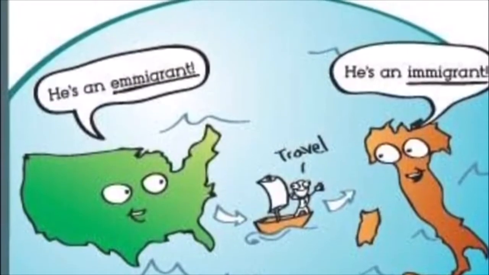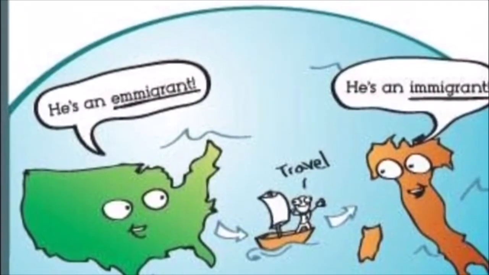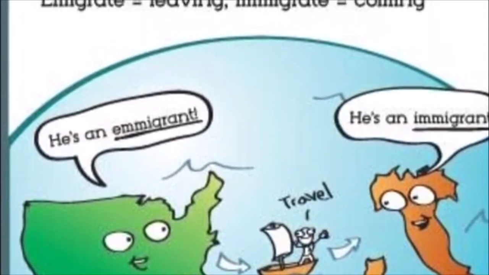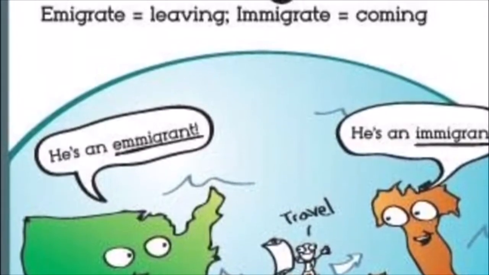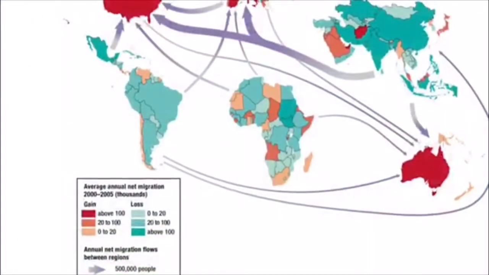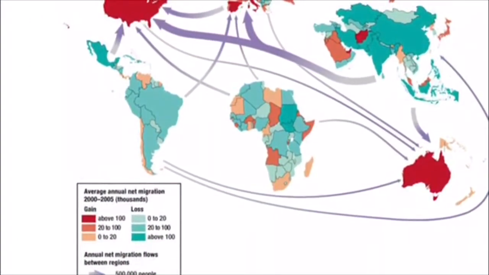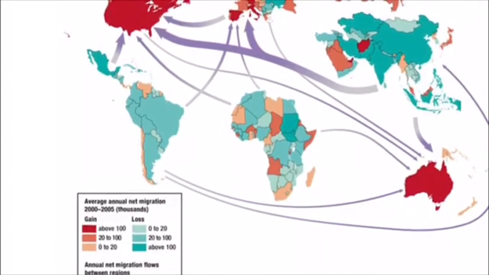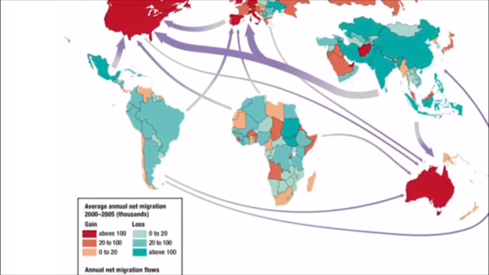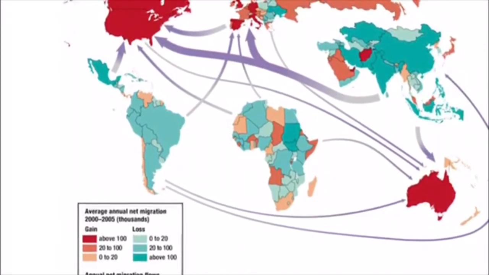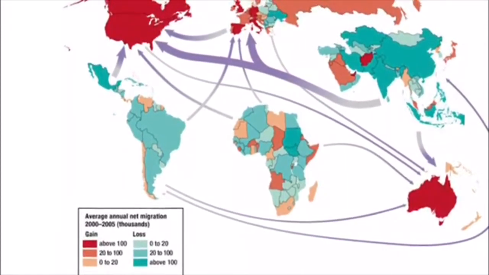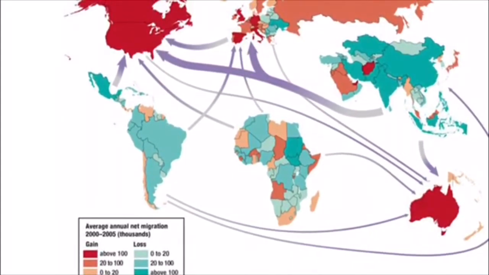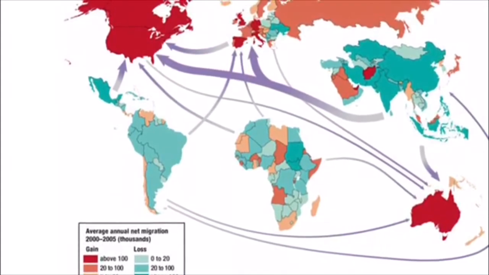The two different types of migration are emigration and immigration. Emigration is migration from a location, and immigration is migration to a location. Another important aspect of migration is net migration, which is the difference between the number of immigrants and the number of emigrants. So, if the number of immigrants passes the number of emigrants, then the net migration is positive, and if emigrants exceed immigrants, then the net migration is negative, and the region is net out migration.